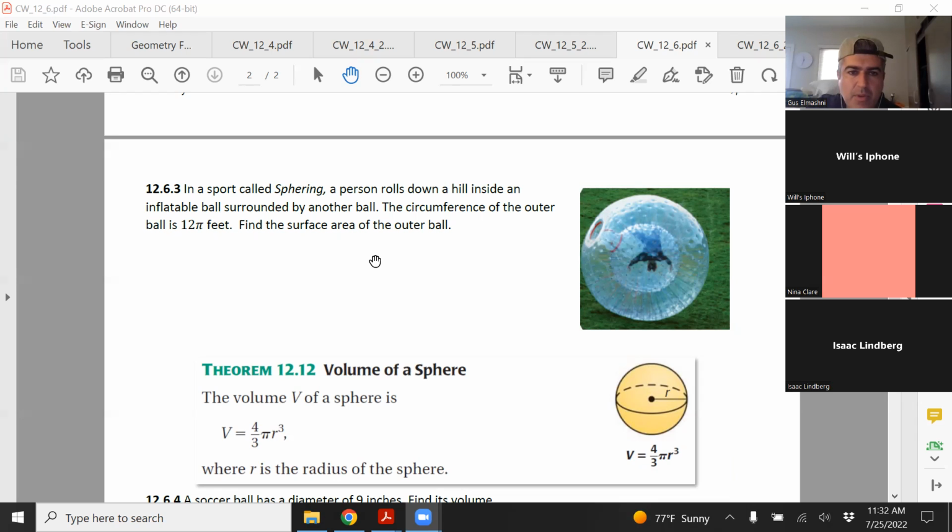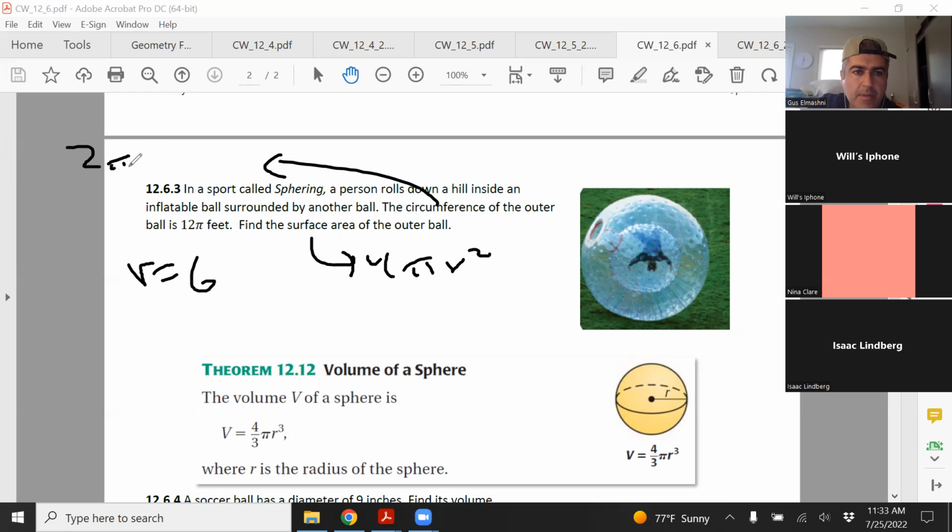A person rolls down a hillside in an inflatable ball surrounded by another ball. The diameter of the outer ball is 12 feet. Find the surface area of the outer ball. Well, the radius is going to be 6, right? And the surface area is 4 pi r squared. Remember, circumference is 2 pi r. That's what r is, 6.